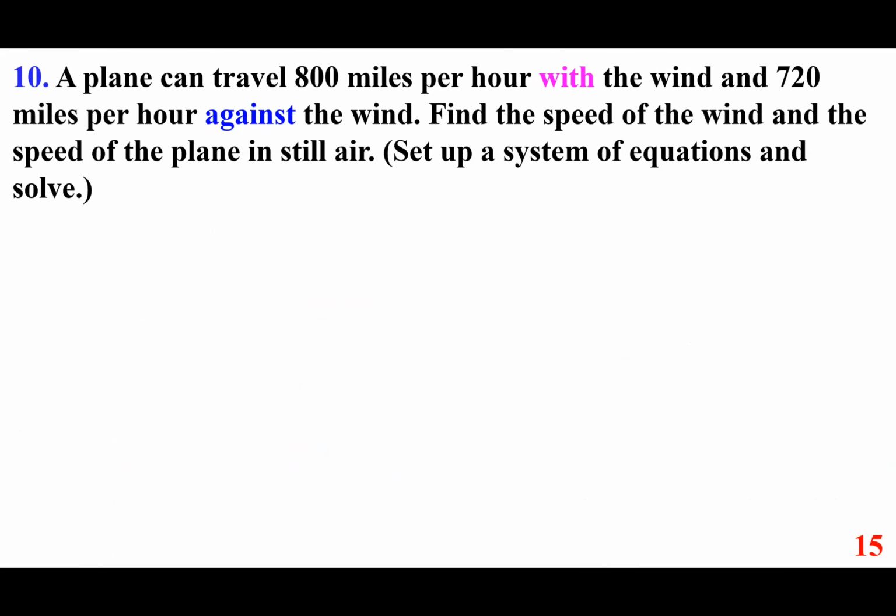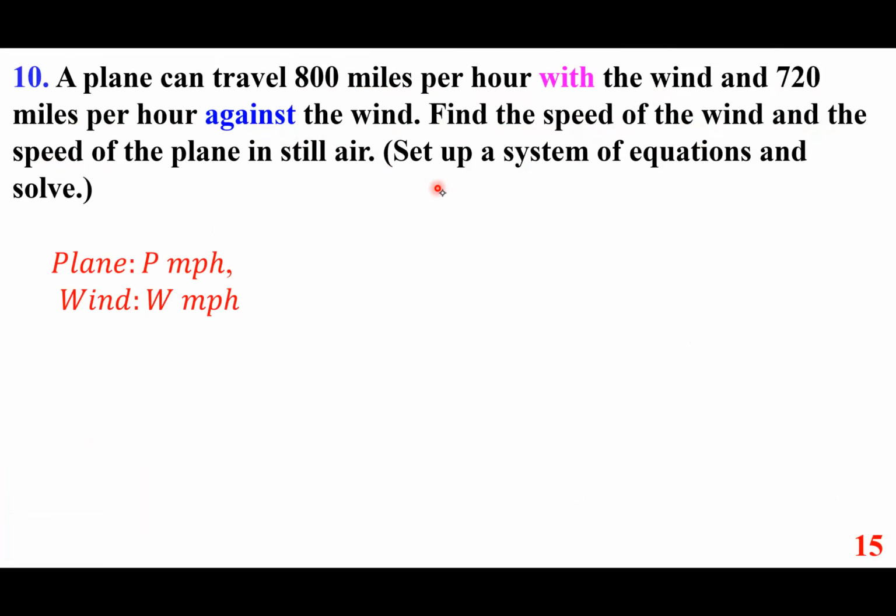Now a plane can travel 800 miles per hour with the wind and 720 miles per hour against the wind. Find the speed of the wind and the speed of the plane. We want to set up an equation. So first we're going to define our variables. Plane, the speed is P, the wind is W. I sometimes use the initials, because it makes it easier.